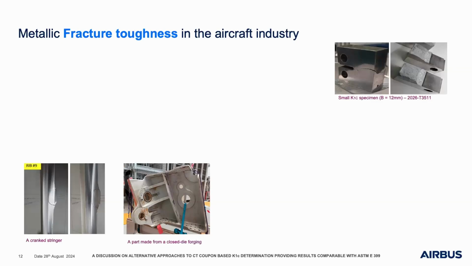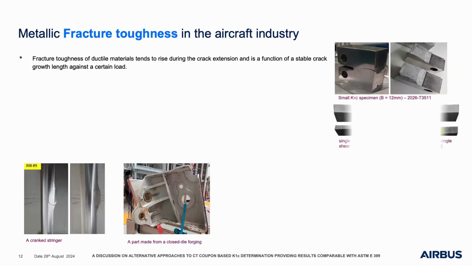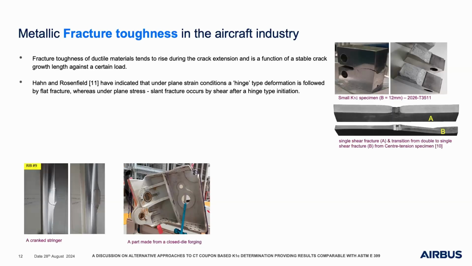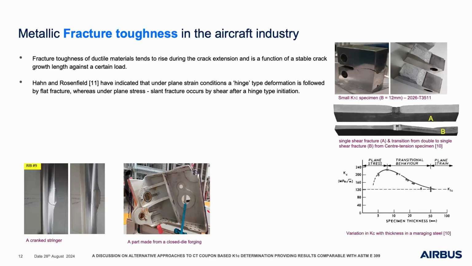If your specimen gets small now, that ideal image that I showed you just before is a little bit different to that. Fracture toughness tends to rise during crack extension and is a function of a stable crack growth length against a certain load. It has been indicated that under plane strain conditions, a hinge type deformation is followed by a flat fracture, whereas under plane stress, a slant fracture occurs by shear after a hinge type initiation.